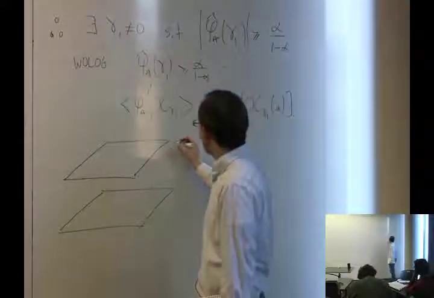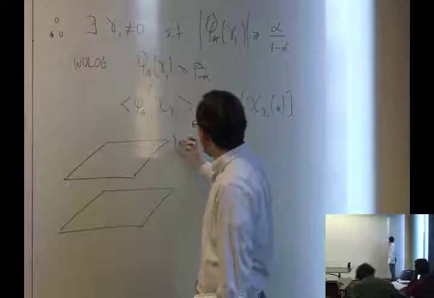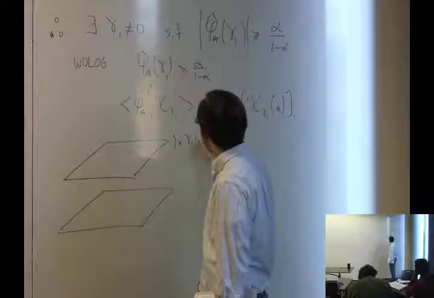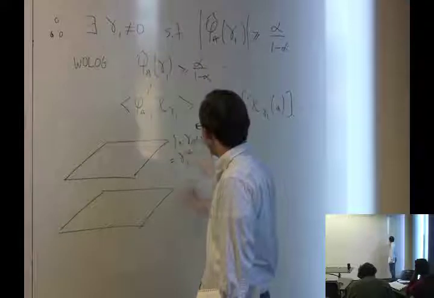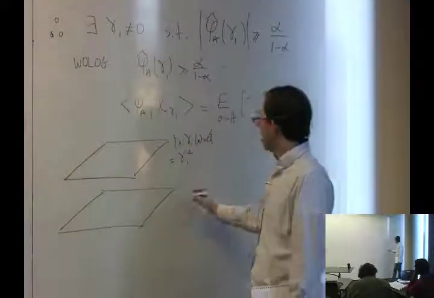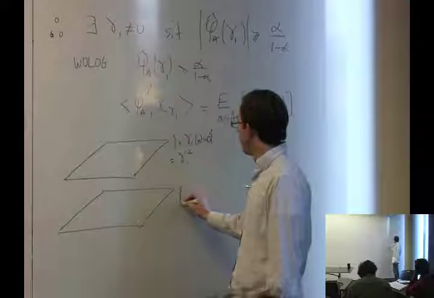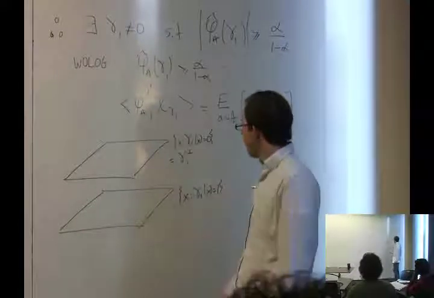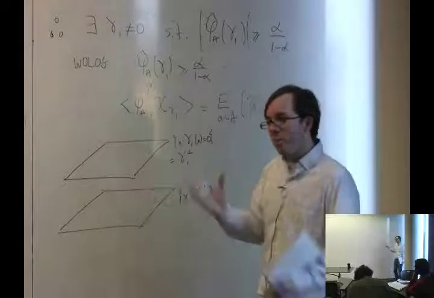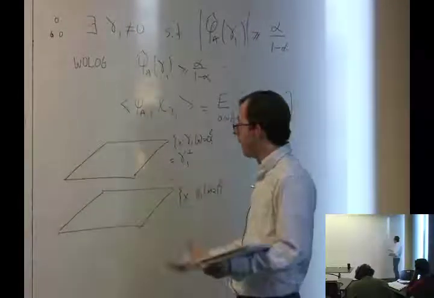But this would be, let's say, the subspace of all x such that gamma 1 of x equals 0. Or you might call that gamma 1 perp. And this is the other coset, all the x such that gamma 1 of x equals 1. Okay? It divides the hypercube in half.